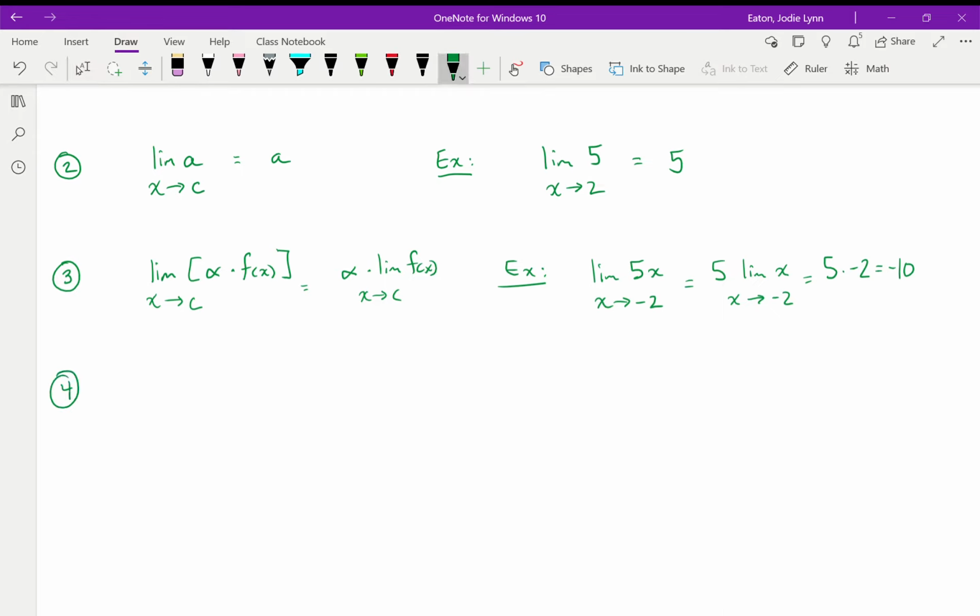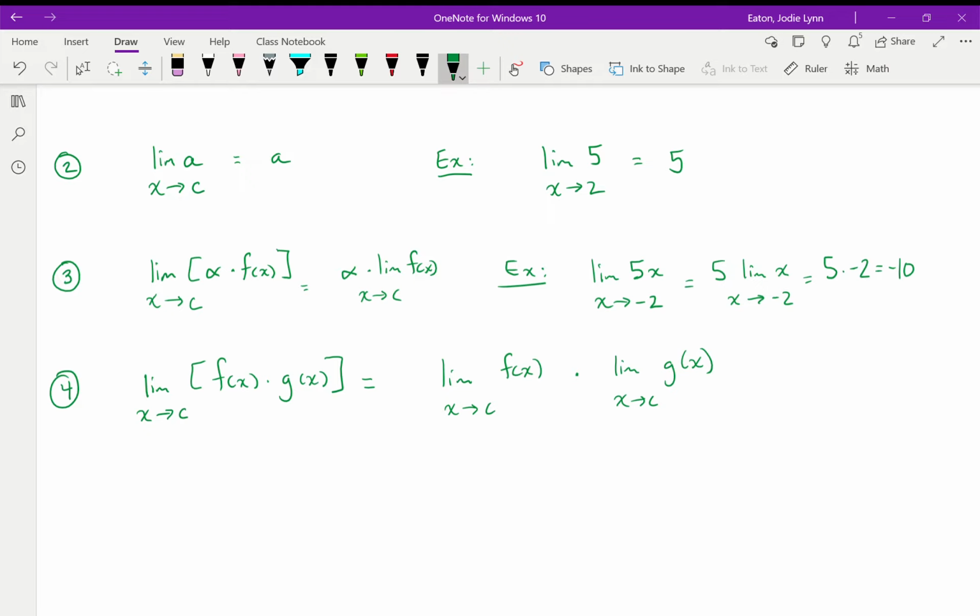What if we multiply two functions? Well, the limit as x approaches c of f of x times g of x, the product of two functions, is equal to the limit as x approaches c of f of x times the limit as x approaches c of g of x. So limits multiply. The limit of a product is the same as the product of the limits.